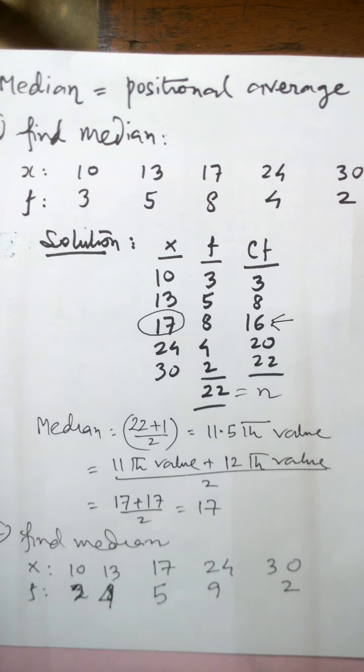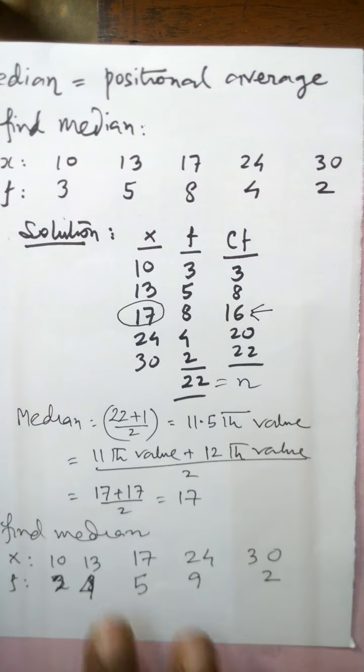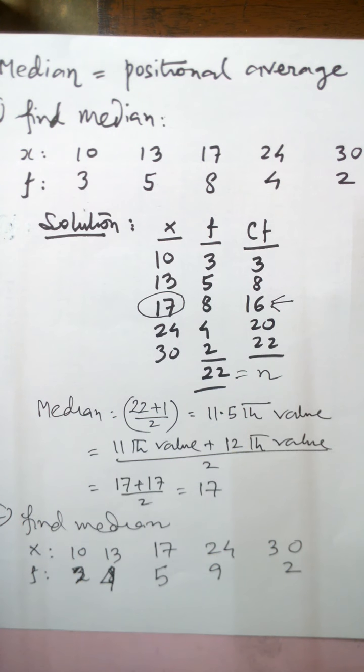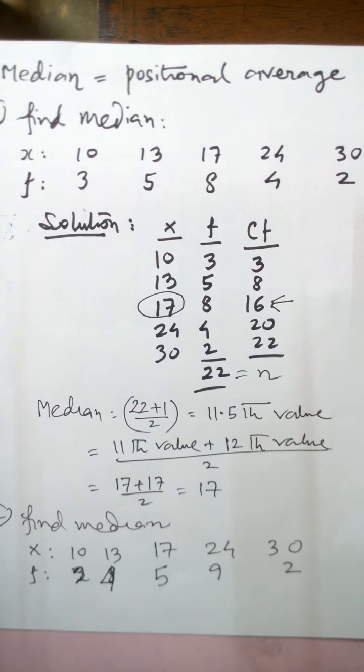But in this type of problem we sometimes face some difficulty. Look at this question. There are questions I am showing of the same type, where values and frequencies are given as discrete, and we have to find the median, that is the positional average. What you do, you need to find the cumulative frequency as usual.